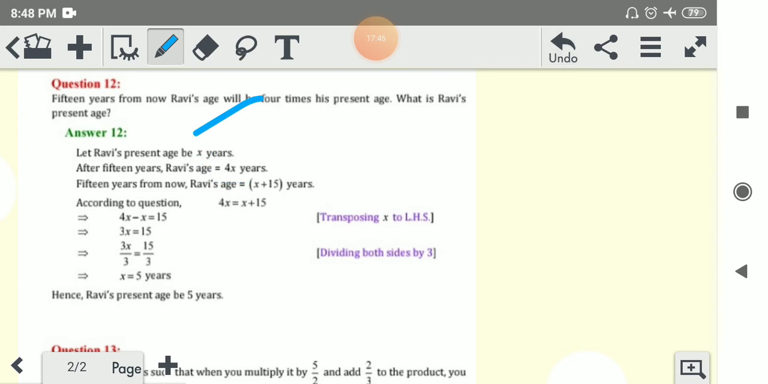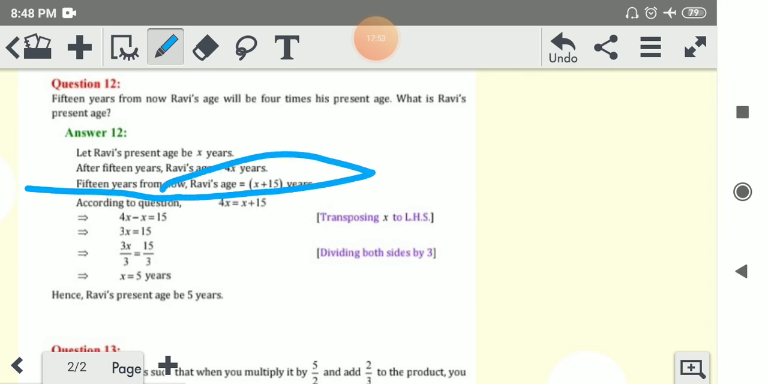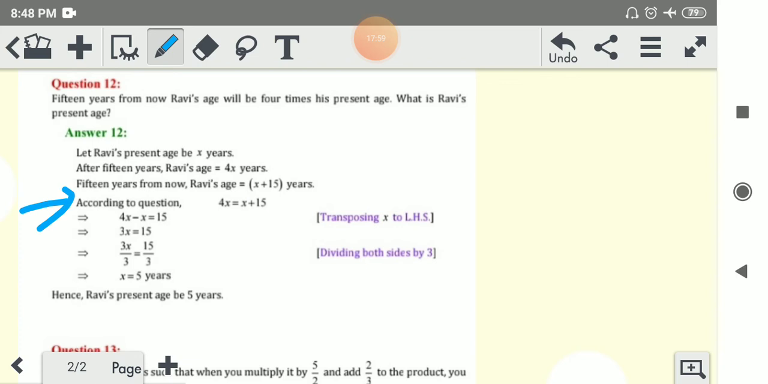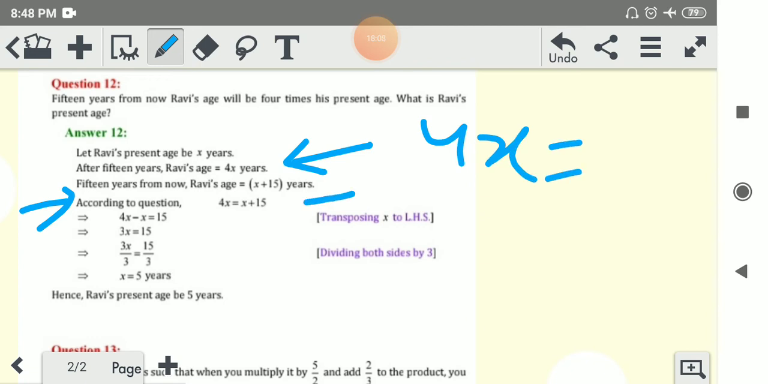Now according to the question, 15 years from now the age will be x plus 15. Again, according to the question, this is the age after 15 years, and this is also the age after 15 years from now. So they are equal. Solving for x, we get x equal to 5. So 5 is the present age of Ravi.